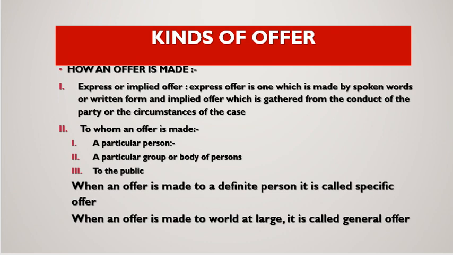To whom an offer is made? It could be made to a particular person, it could be made to a particular group or body of person, it could be made to the public. When an offer is made to a definite person, it is called specific offer. Then that person could only accept it. No other person can accept it. When offer is made to the world at large, it is called general offer.